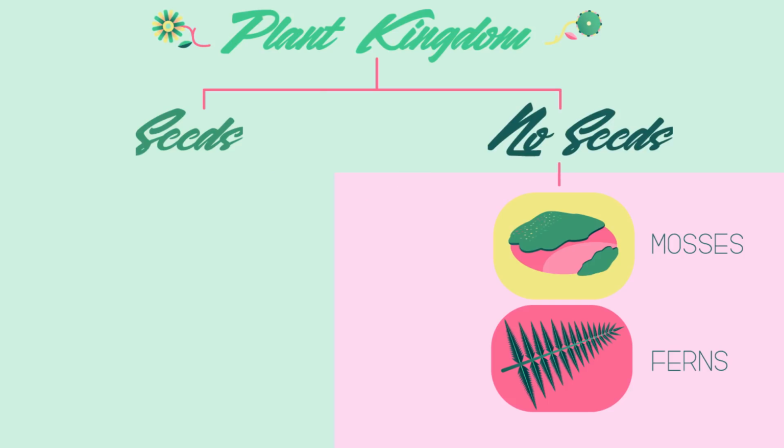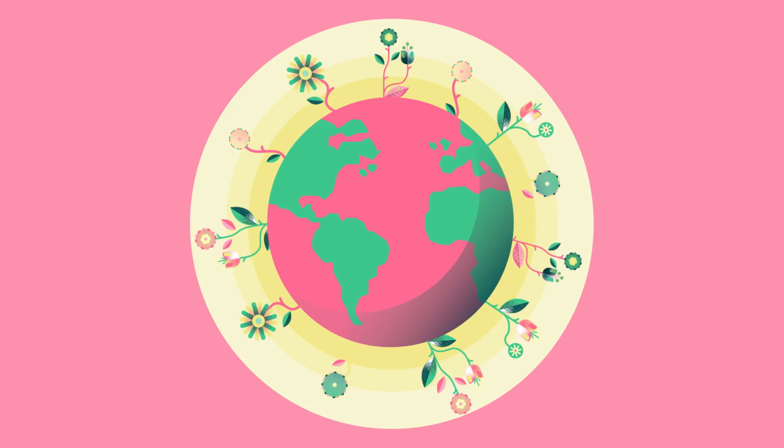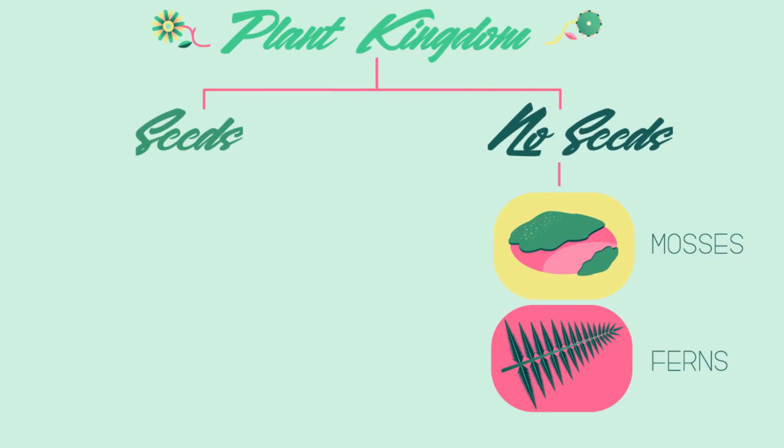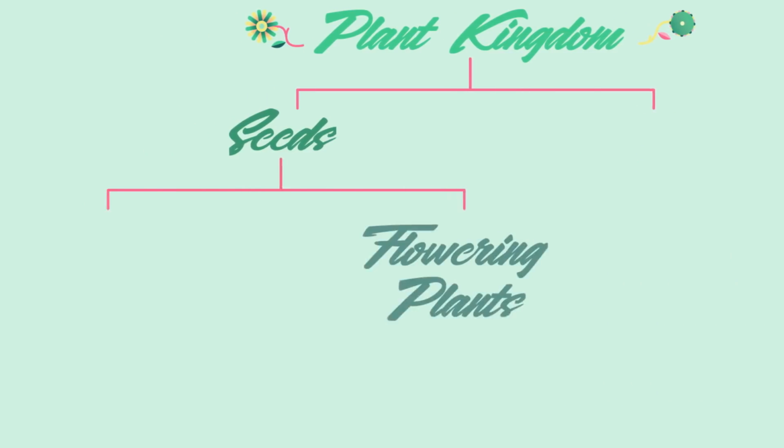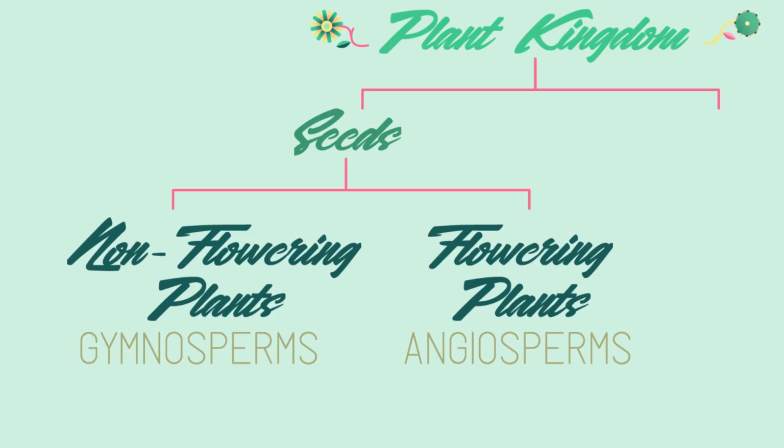The evolution of the seed was a huge evolutionary step for plants. It meant they could grow anywhere on Earth in any environment. They were no longer limited to extremely moist conditions. Seed plants can be split into flowering plants and non-flowering plants. These have scientific names of gymnosperms and angiosperms.